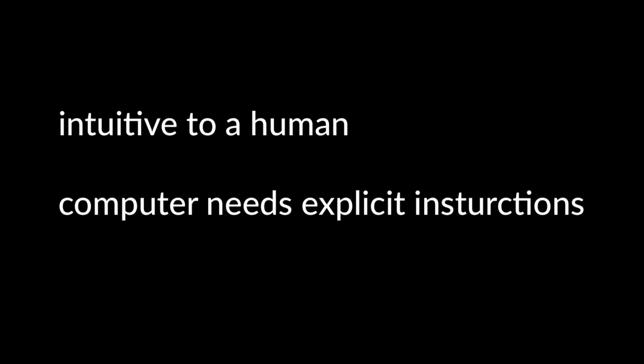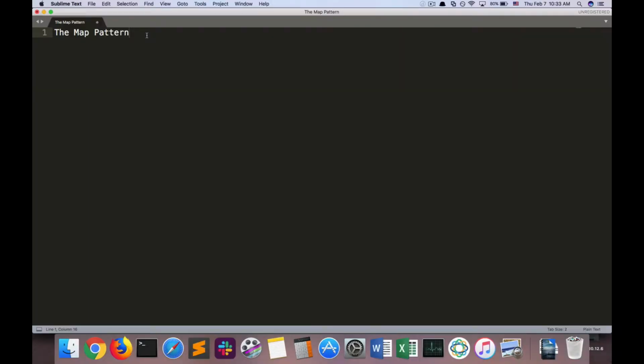The software engineer embraces the constraints of the computer and figures out alternative ways to get the computer to accomplish the task at hand. So let's go ahead and solve a particular problem that would be easy and intuitive for a human, and then see how we'd have to give more explicit instructions to get our computer to solve the same problem. So let's talk about solving a particular problem called the map pattern.